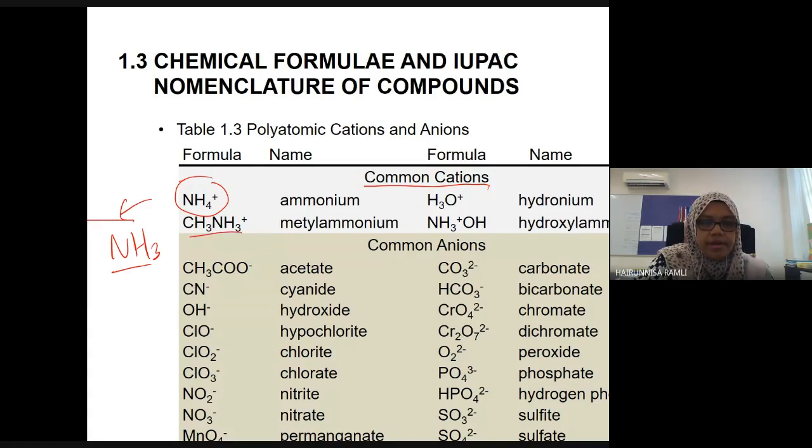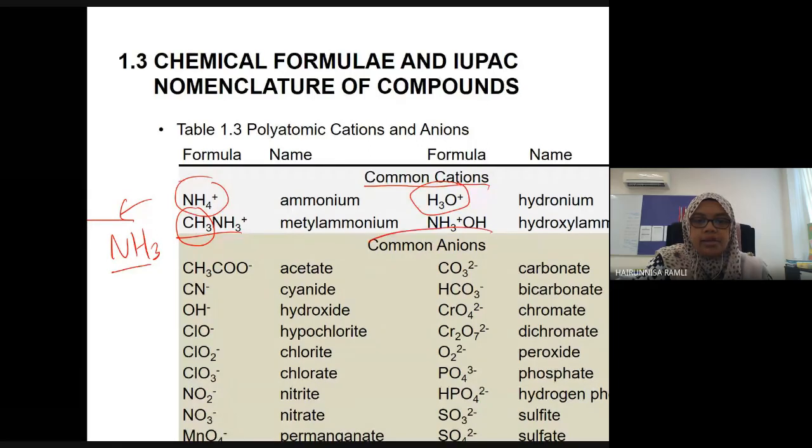And then we have methyl ammonium. Methyl ammonium ni daripada ammonium kita tambah methyl. Methyl group. You belajar dalam organic. Ni methyl group. Kalau you tambah CH2, CH3, dia jadi ethyl ammonium. CH2, CH2, CH3 contohlah. Ha, jadi propyl. Okay. So H3O+ datang daripada water, H2O. You add H+ will become hydronium ion. And then you also have hydroxyl ammonium.